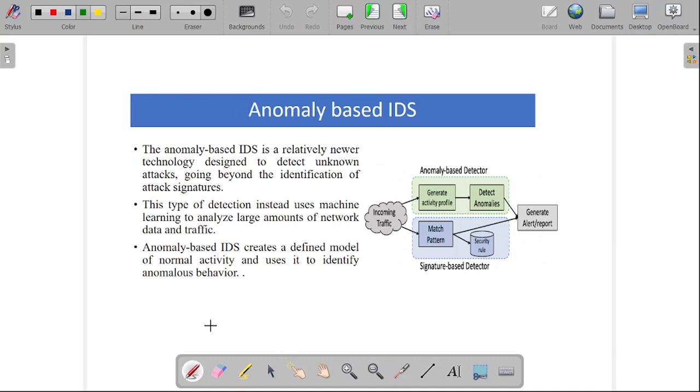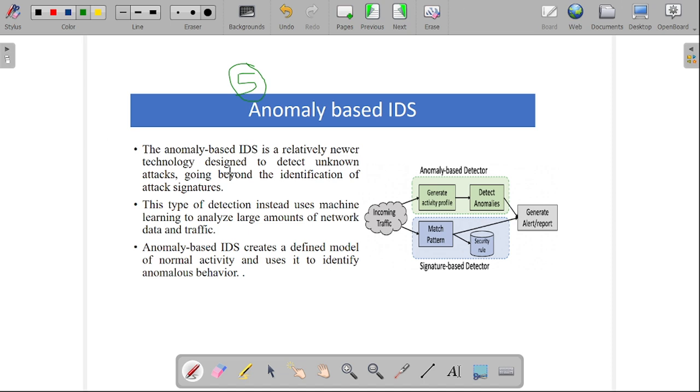The fifth type of our intrusion detection system is the anomaly-based intrusion detection system. In the previous technique, that is signature-based IDS, there are some predefined signatures that are already stored in your database. Depending on matching, we can generate the alerts.